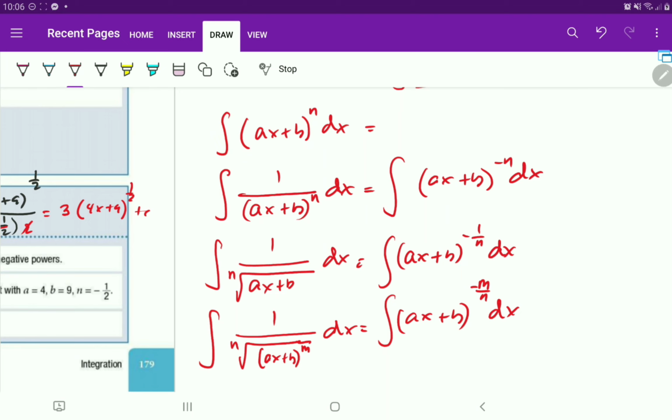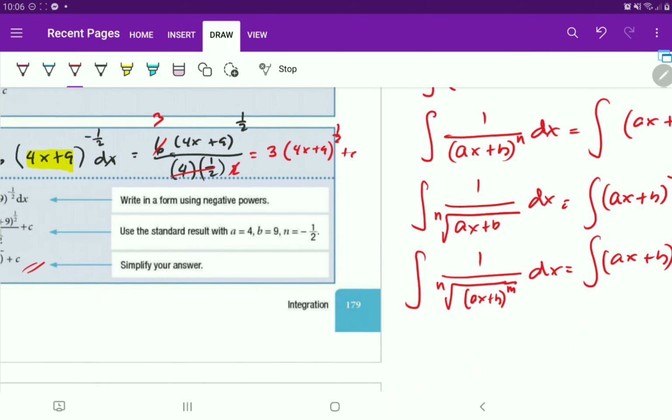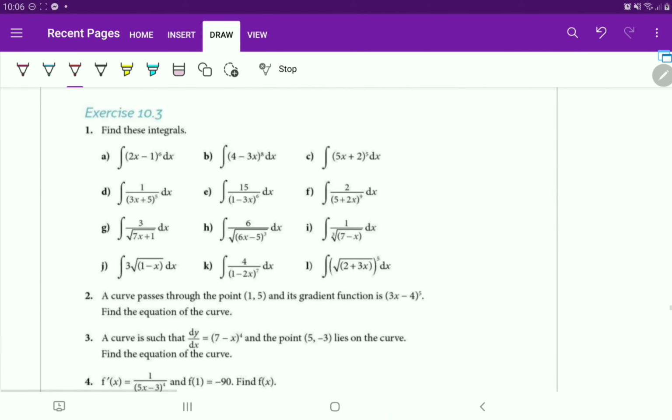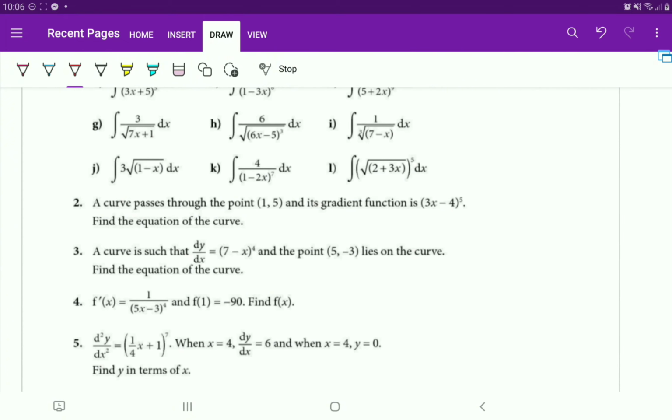And always check the inside. It should be linear. Okay, linear. If it's not linear, this formula is not applicable. Try to look at and try to answer these questions here.